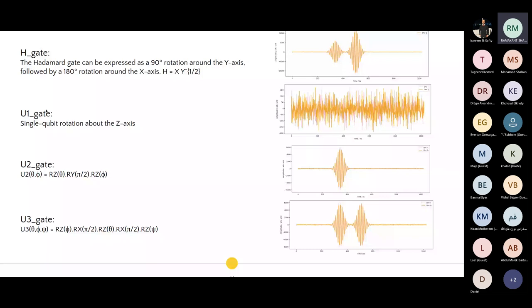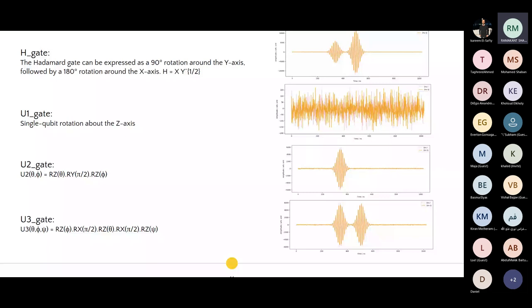U1 is exactly the Z gate. U2 is also decomposed in terms of Z rotation, Y rotation, and Z rotation. U3 is also decomposed in terms of Z rotation, X rotation, Z rotation. You see that all the operations are actually decomposed in terms of X, Y, and Z.